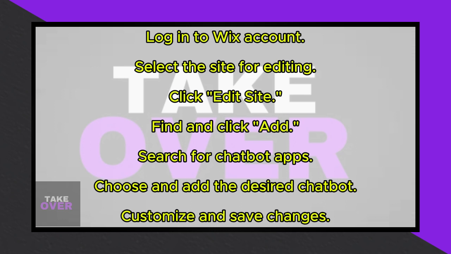First, log into your Wix account and navigate to My Sites. Once there, select the site you want to edit. Click on Edit Site to access the site editor.